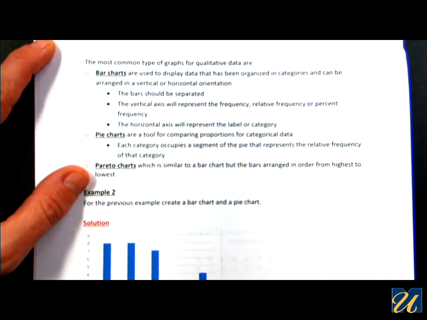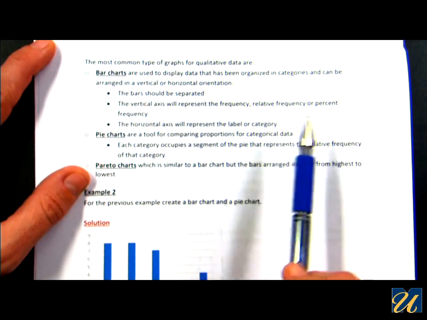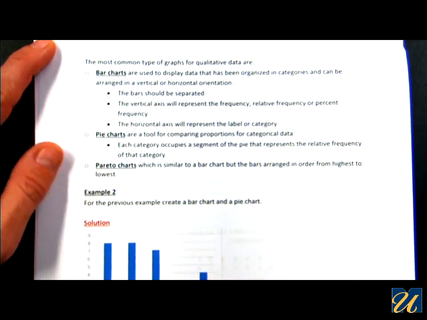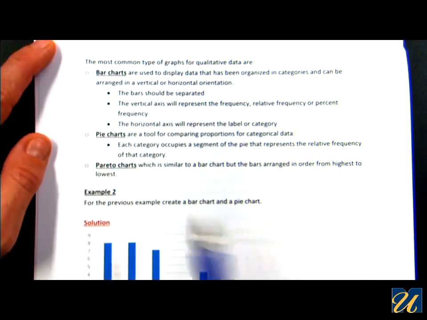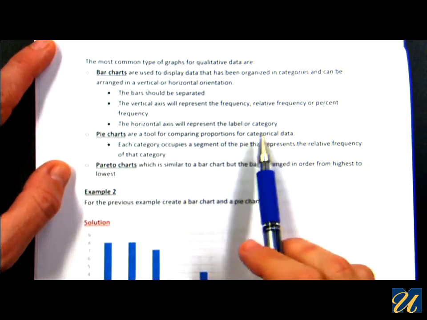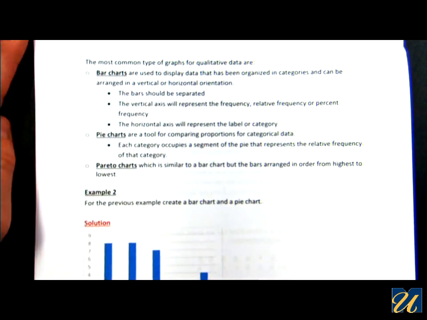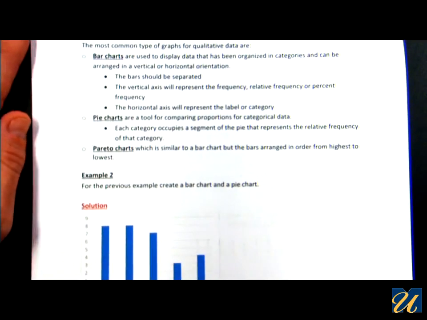On the vertical axis, you can use frequency, relative frequency, or percent frequency. And on the horizontal axis, you have the different labels, categories, names, and so on and so forth. Pie charts are a tool for comparing proportions for categorical data. Each category occupies a segment of the pie that represents the relative frequency of the category.